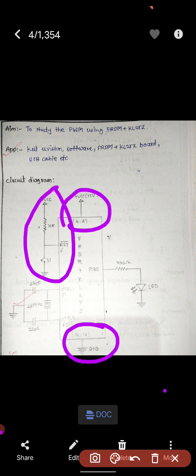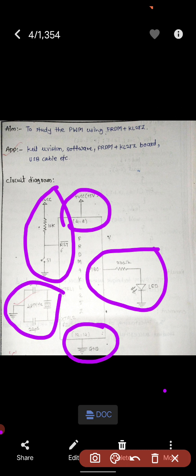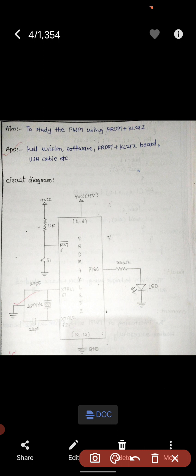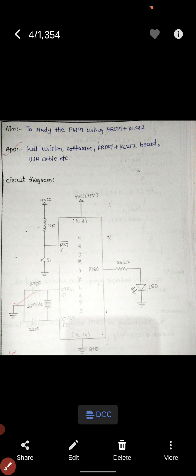Also connected is the PWM circuit. Pulse width modulation is used here for the LED indicators, and it is also connected to the crystal circuits on pin numbers 61 and 62. PWM means pulse width modulation.